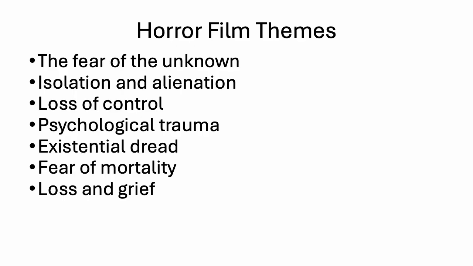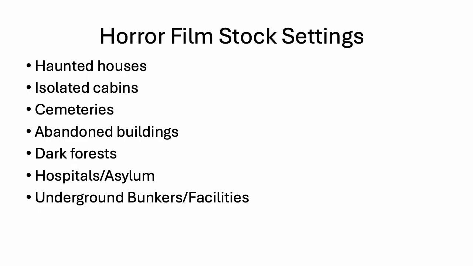Let's take a look at some of the common horror film themes, starting with the fear of the unknown. There's also isolation and alienation, loss of control, psychological trauma, existential dread, fear of mortality, and loss and grief. Some of the common horror film settings include haunted houses, isolated cabins, cemeteries, abandoned buildings, dark forests, hospitals and asylums, and underground bunkers.